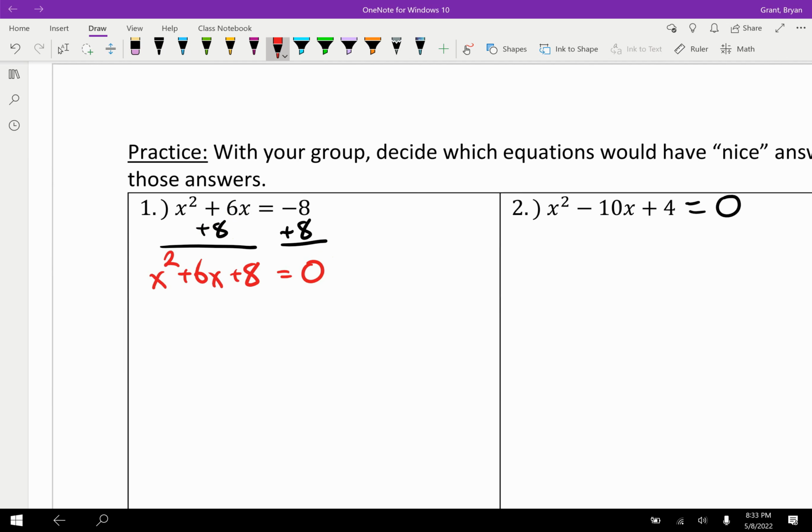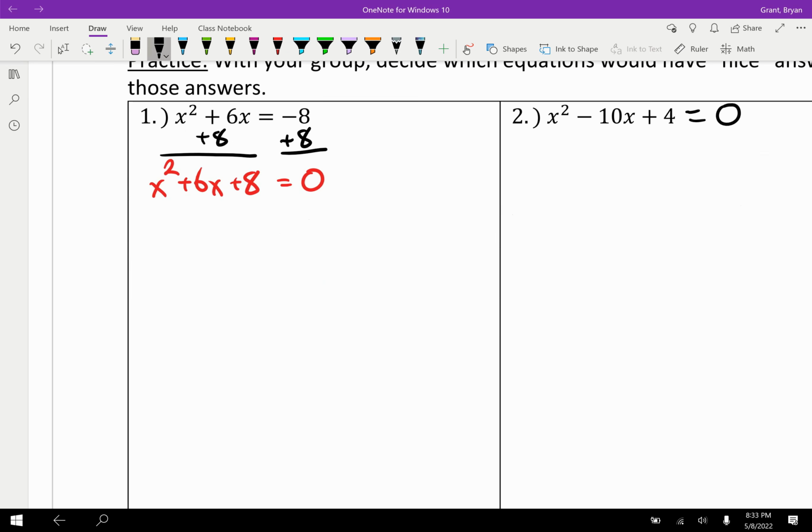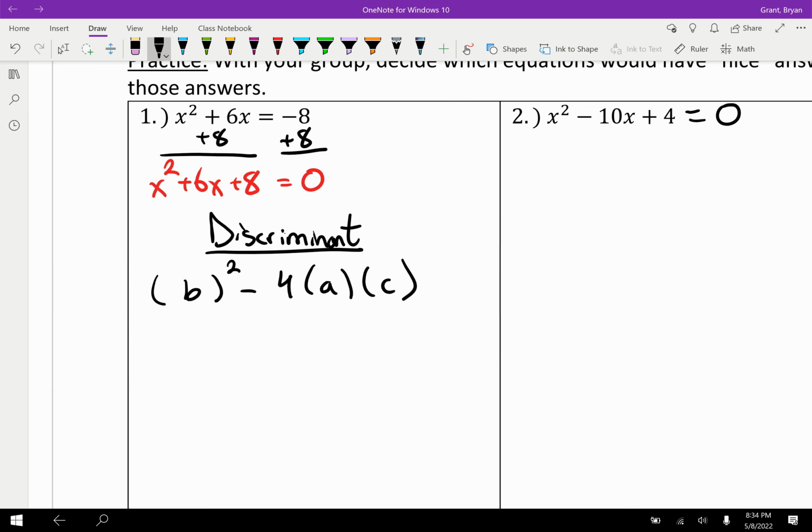Now, how are you actually going to start this? I'll start the first one with you. I won't finish it all, but you'll be okay. We're just going to use the discriminant. So the discriminant says we're going to do b squared minus 4 times a times c. And we're going to have to look for something important. Okay, so let's try it. We know at this point, hopefully, that a is 1, b is 6, and c is 8.